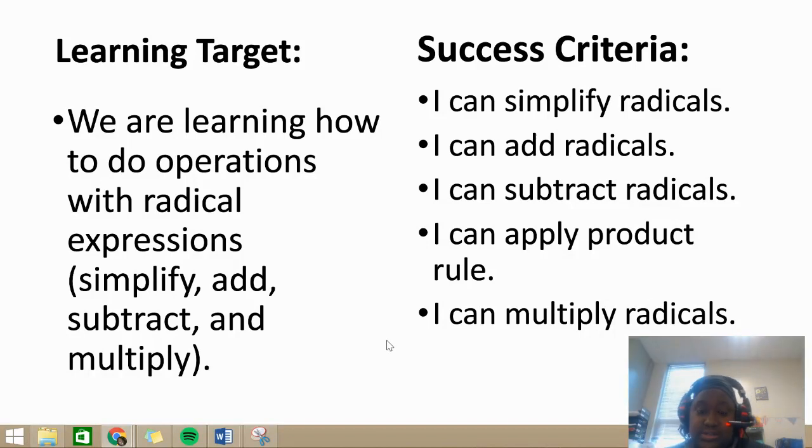And the success criteria is I can simplify radicals, I can add radicals, I can subtract radicals, I can apply the product rule, and I can multiply radicals. So these are our learning targets and success criteria. And again, make sure that you copy this down on your opening and closing sheets.